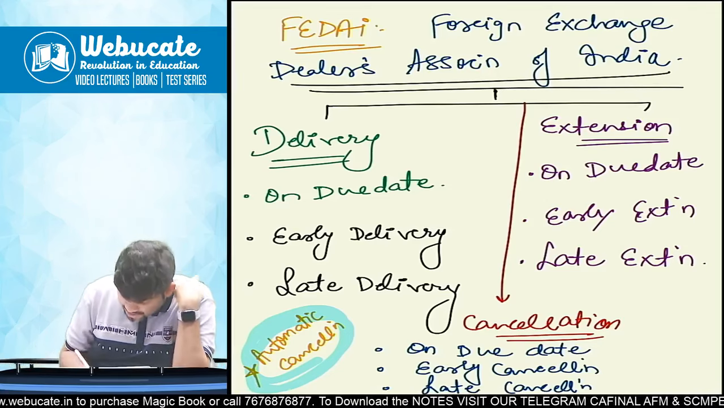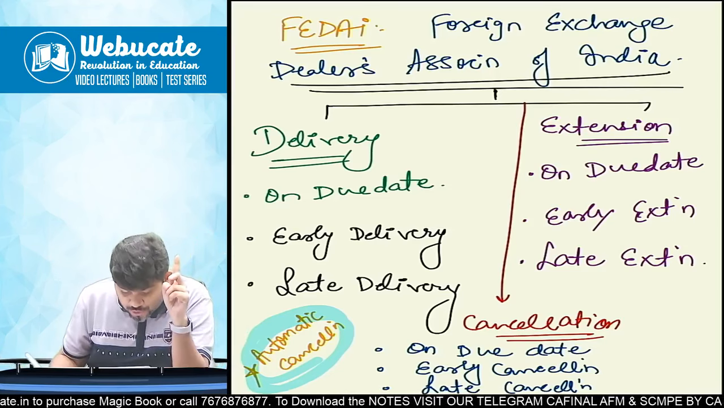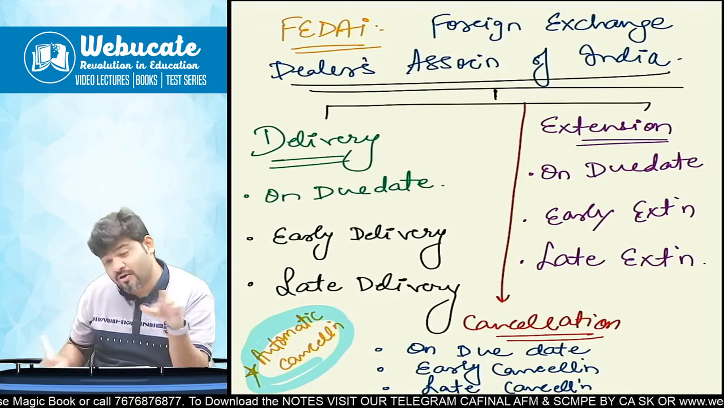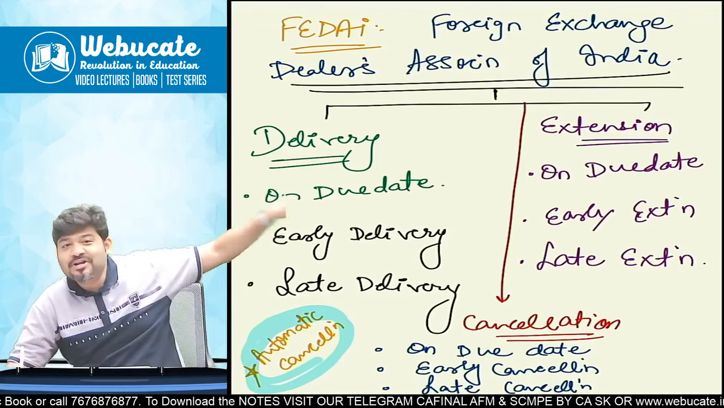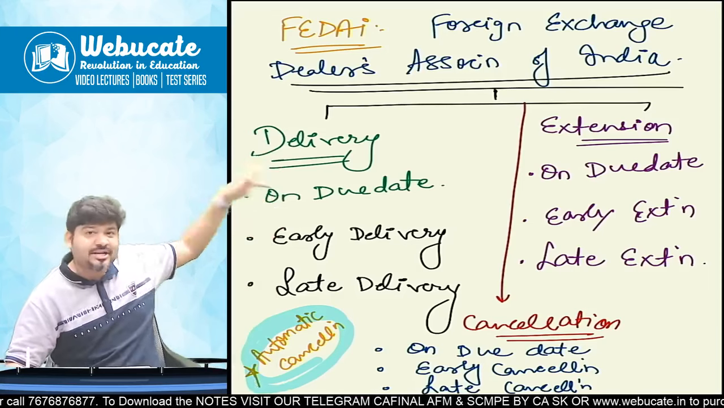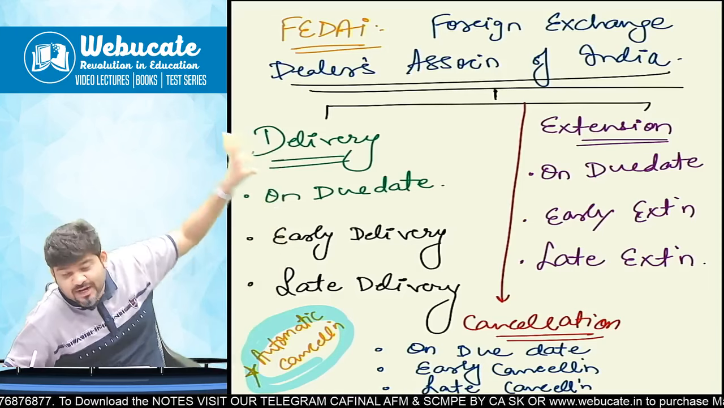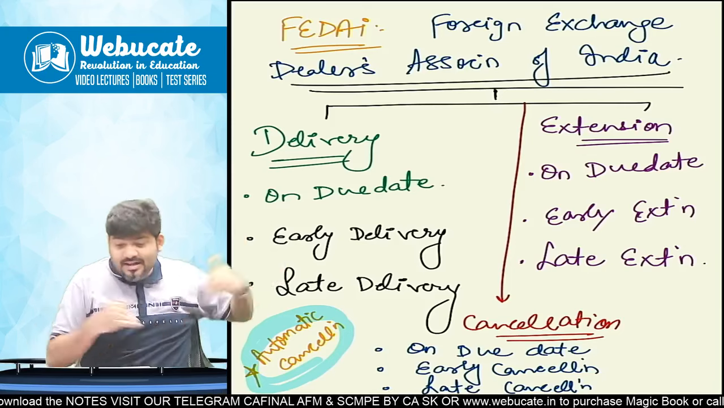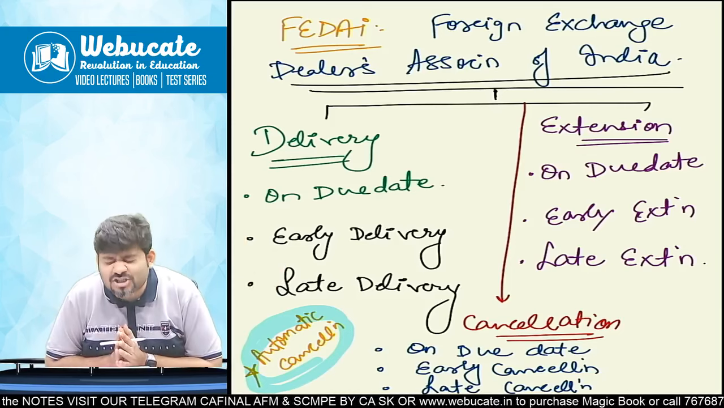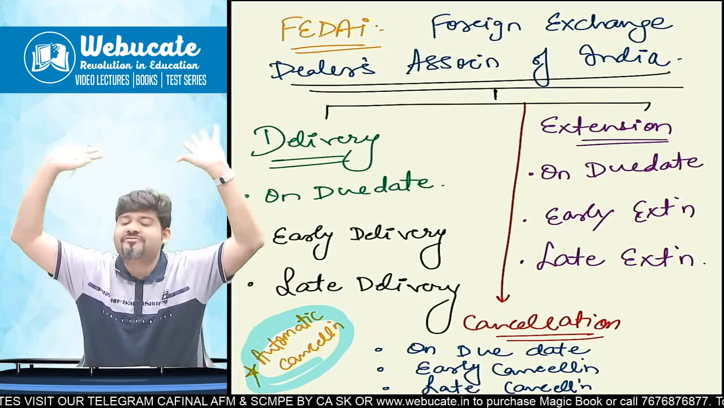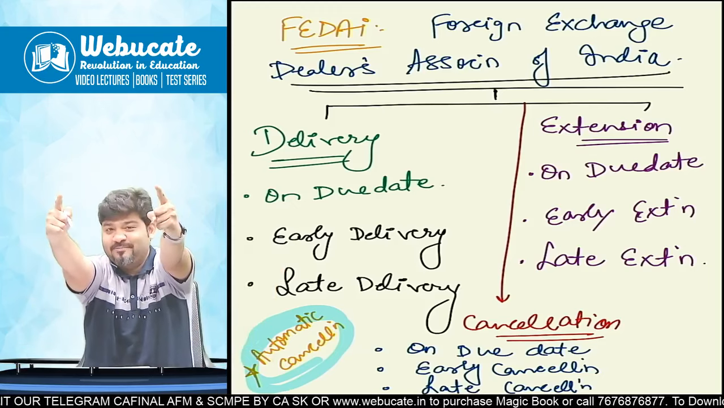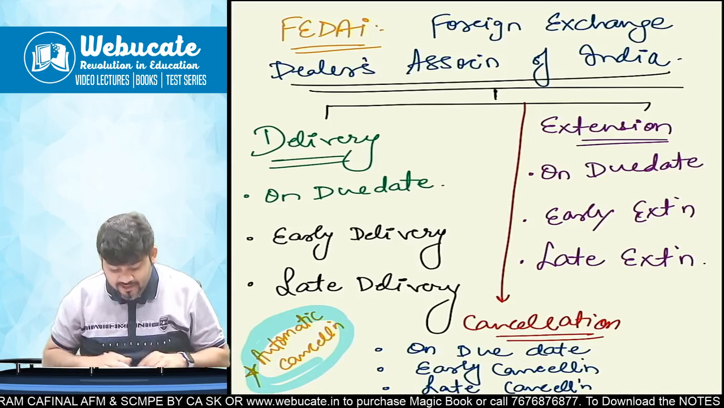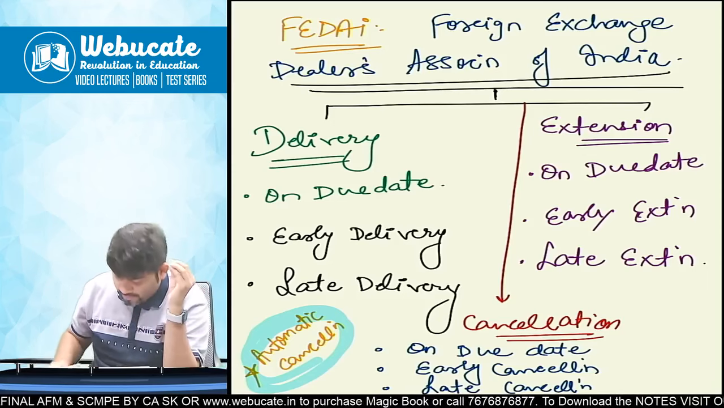And now, you and me, what are we going to do? We are going to do all questions on all of this: delivery on due date, early delivery, late delivery, extension on due date, early extension, late extension, cancellation on due date, early cancellation, late cancellation, automatic cancellation. All of this we will be doing via sums. Are you ready, guys? Chalo. So now I will pick up one of them and we will keep on completing.